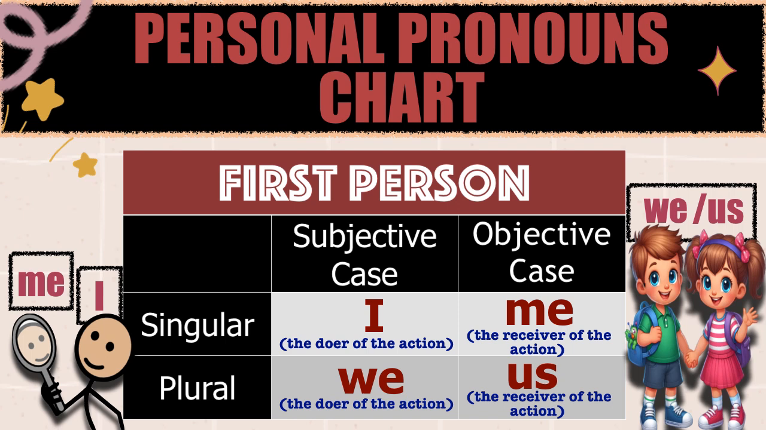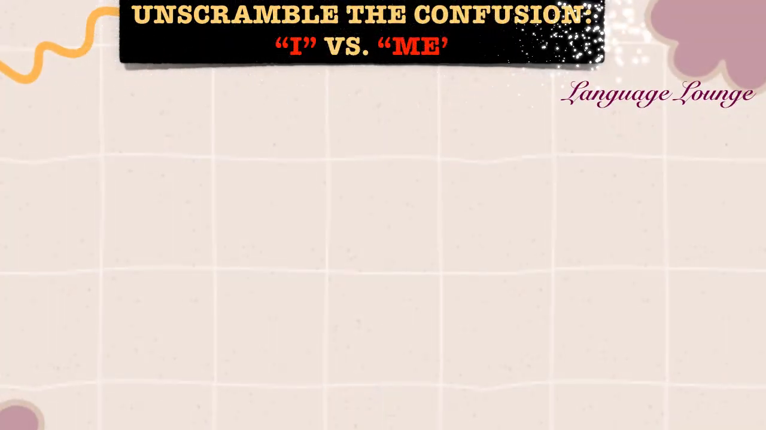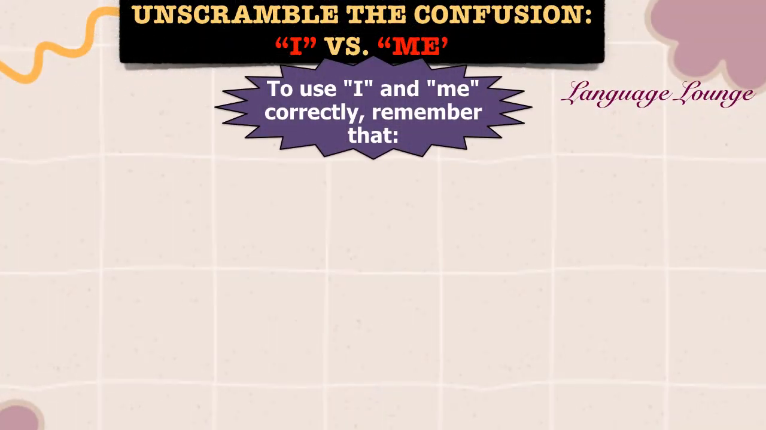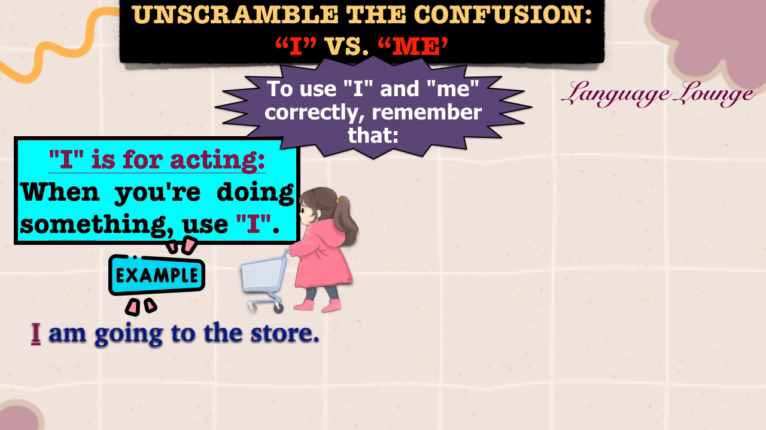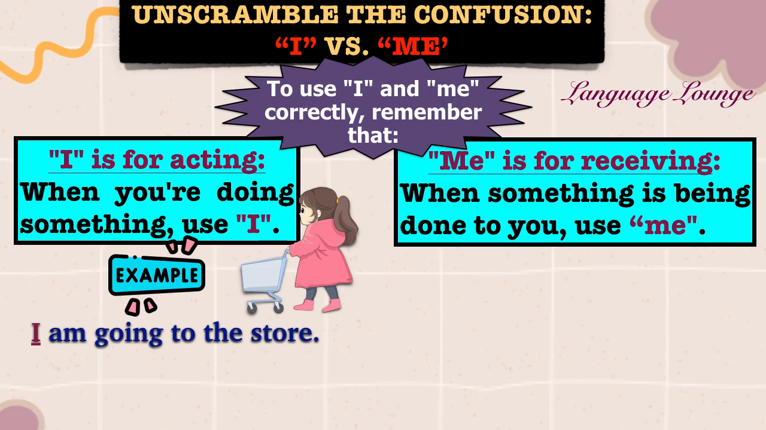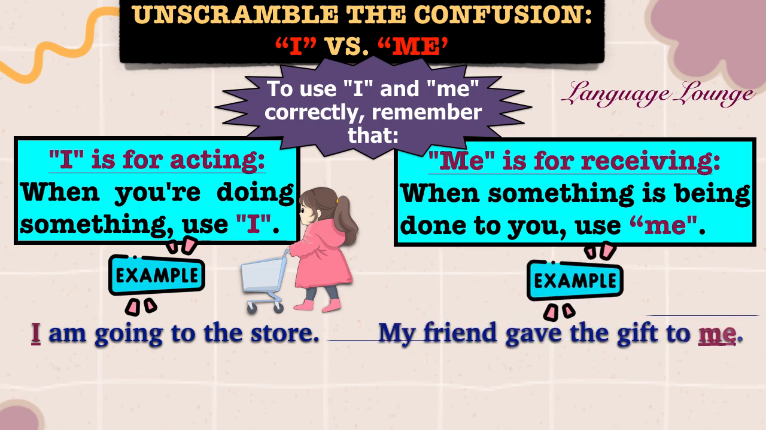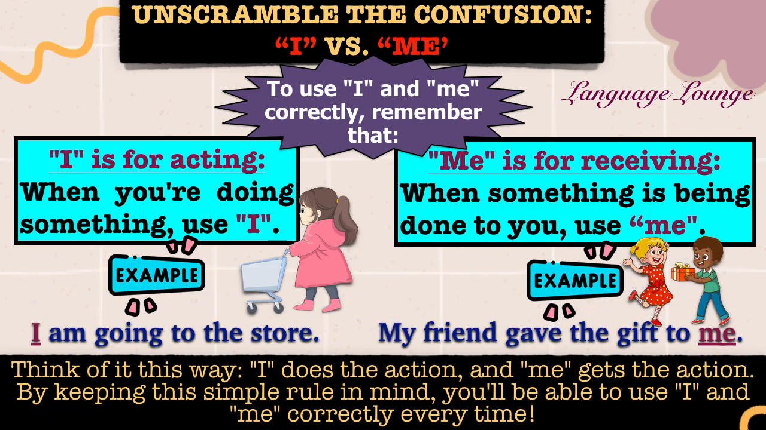Before we dive into first person pronouns in sentences, let's clear up the common confusion between I and me. Here's a simple trick to remember. Use I when you are the one doing the action. Example, I am going to the store. Use me when you are receiving the action. Example, my friend gave the gift to me. Think of it this way. I does the action and me gets the action. By keeping this simple rule in mind, you'll be able to use I and me correctly every time.